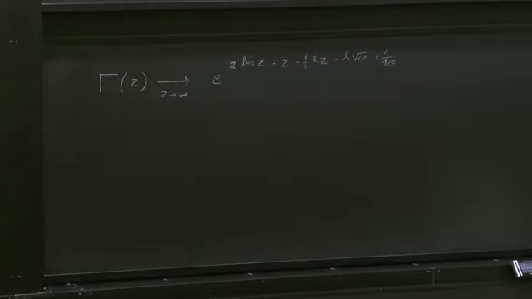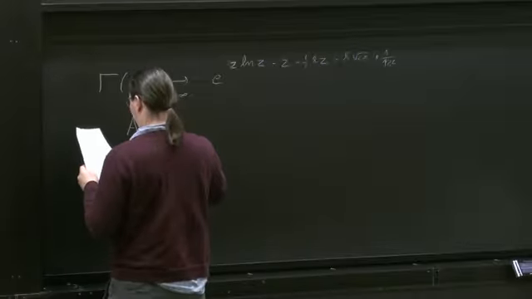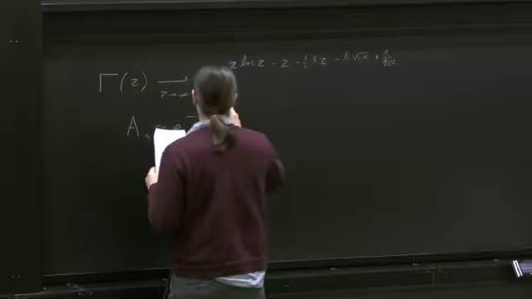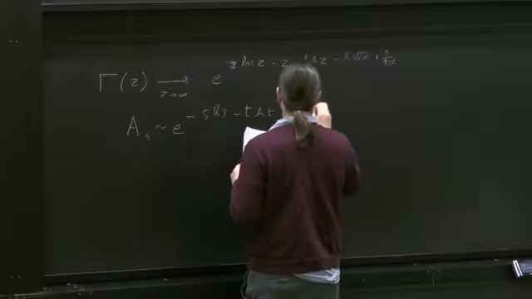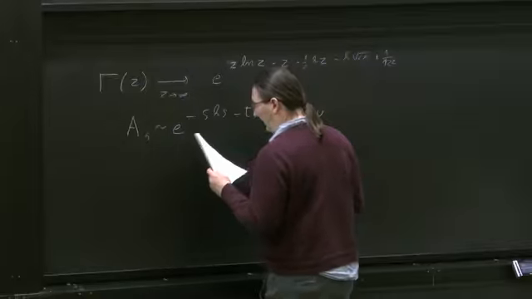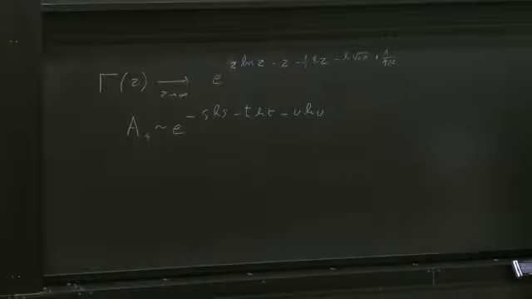So this turns out to behave as e to the minus s log s minus t log t minus u log u, if s, t, or u are large. So it goes to 0 very fast.